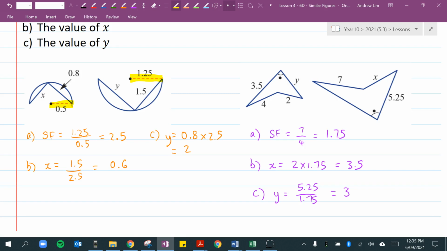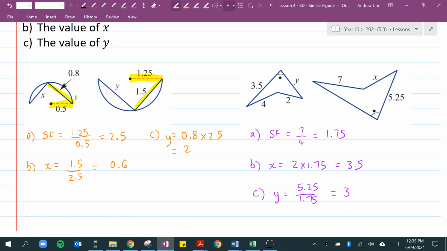I can now use that to work out x and y. X is part of the smaller one, so I need to use division. 1.5, the longer corresponding side, divided by the scale factor of 2.5 is 0.6. And y is part of the larger one, so I need to find the corresponding side, which is 0.8, and I need to multiply that with the scale factor. So y is equal to 2.